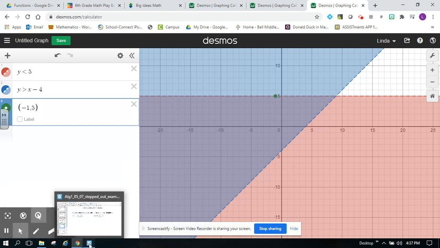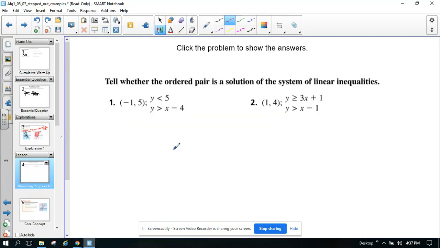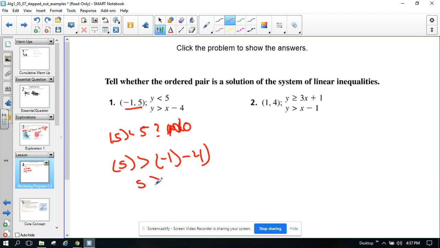The other way that you would do that is algebraically, you would plug these two numbers into these equations. If y is 5, is 5 less than 5? No, it is not. It does work in the other one, as we saw, 5 greater than or equal to negative 1 minus 4. Is 5 greater than negative 5? Yes. So it does work in this one, but not in this one. So it is not a solution to the system.